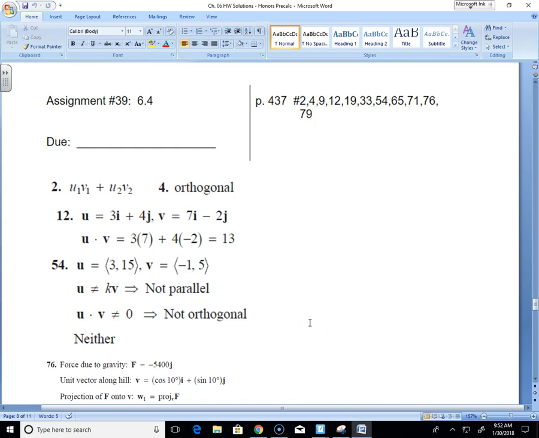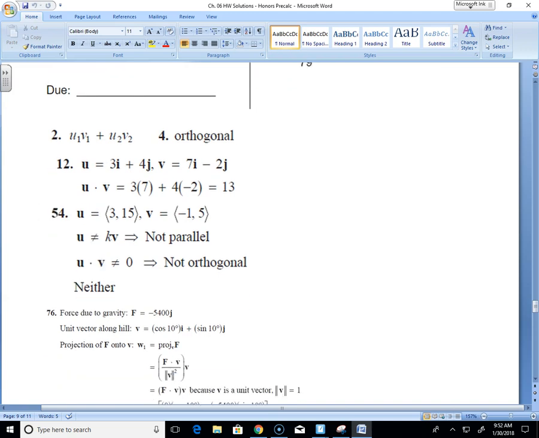At some point. Number 2, dot product formula. Multiply the horizontals, multiply the verticals, add. Number 4, orthogonal. That means perpendicular, and the dot product equals? Not yet. 0. Oh dear.